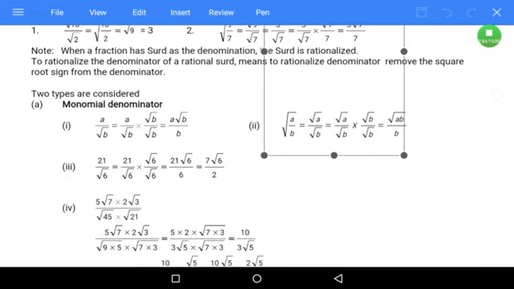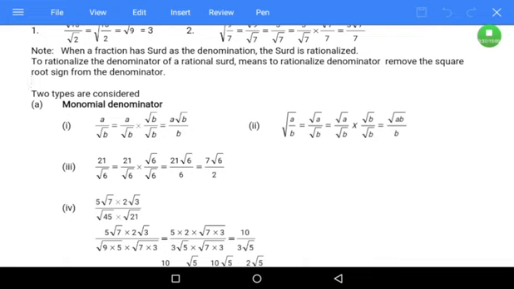Alright, note that when a fraction has a surd as the denominator, the surd is rationalized. What we did just now is called surd rationalization. To rationalize the denominator of the rational surd means to remove the square root sign from the denominator. Can you see that after rationalization, we have just b here, no more root here? So the meaning of rationalization is that we don't want a surd at the denominator. We don't want the square root sign to remain. A way of removing that square root sign is by rationalizing the denominator, to make the irrational number a rational number.